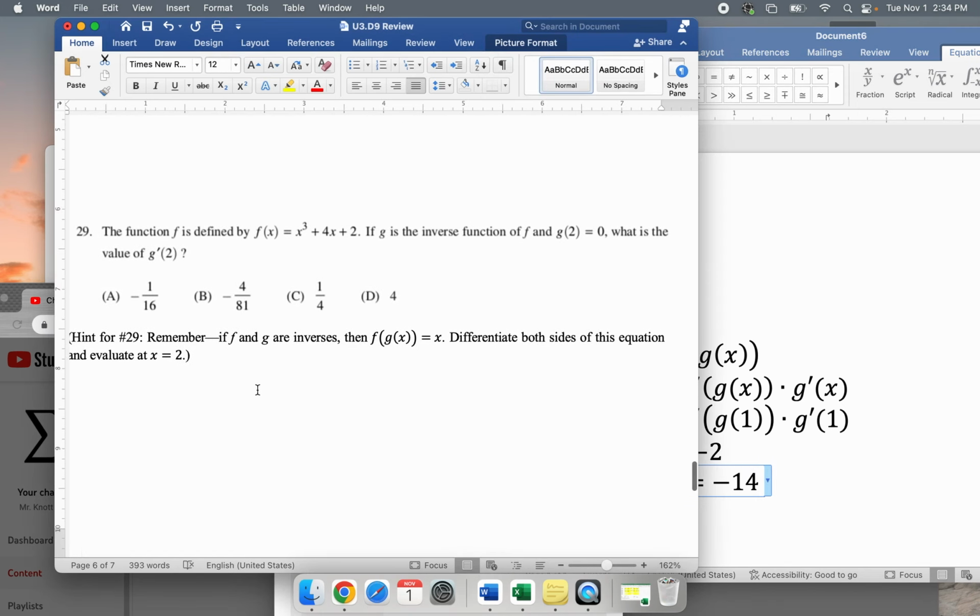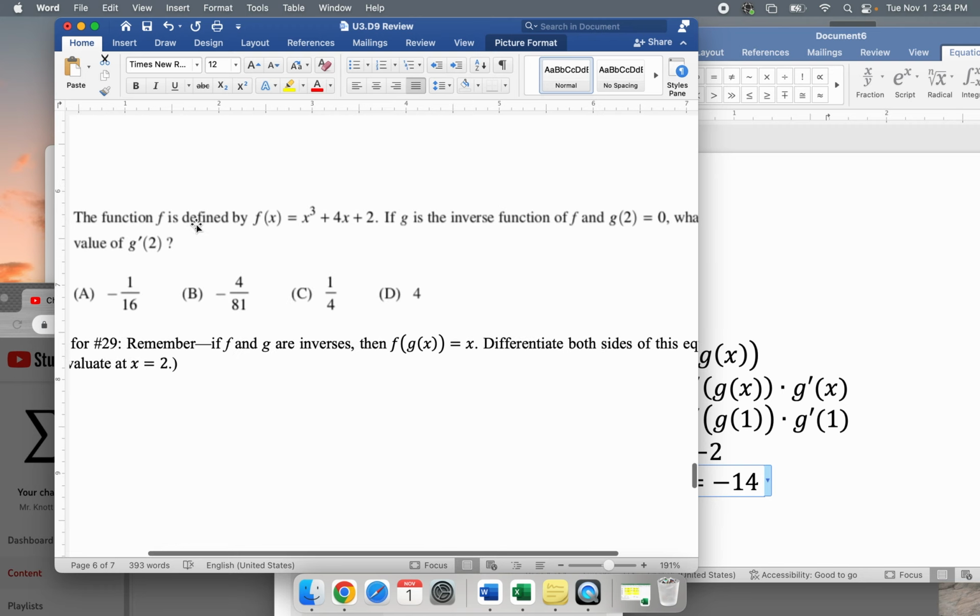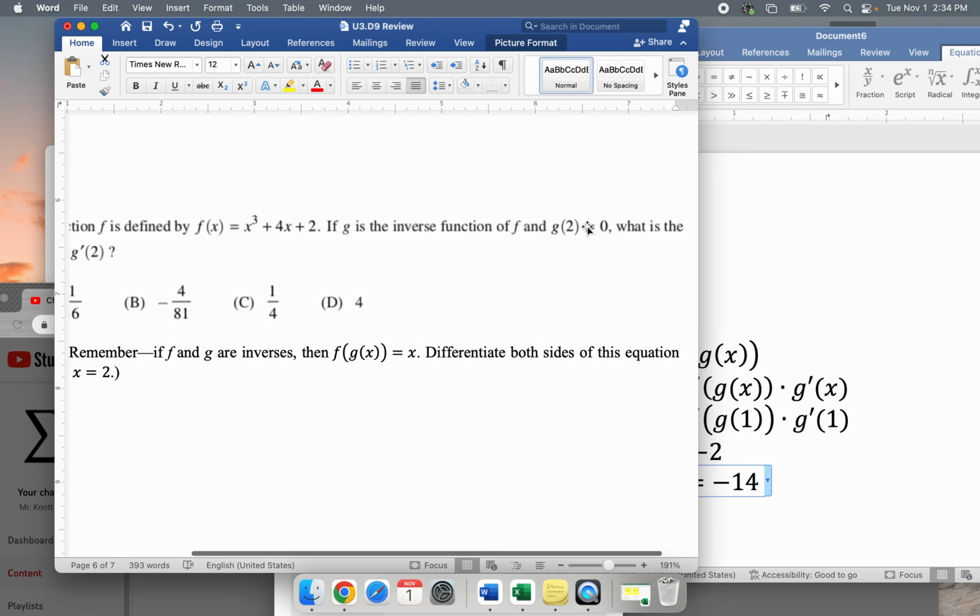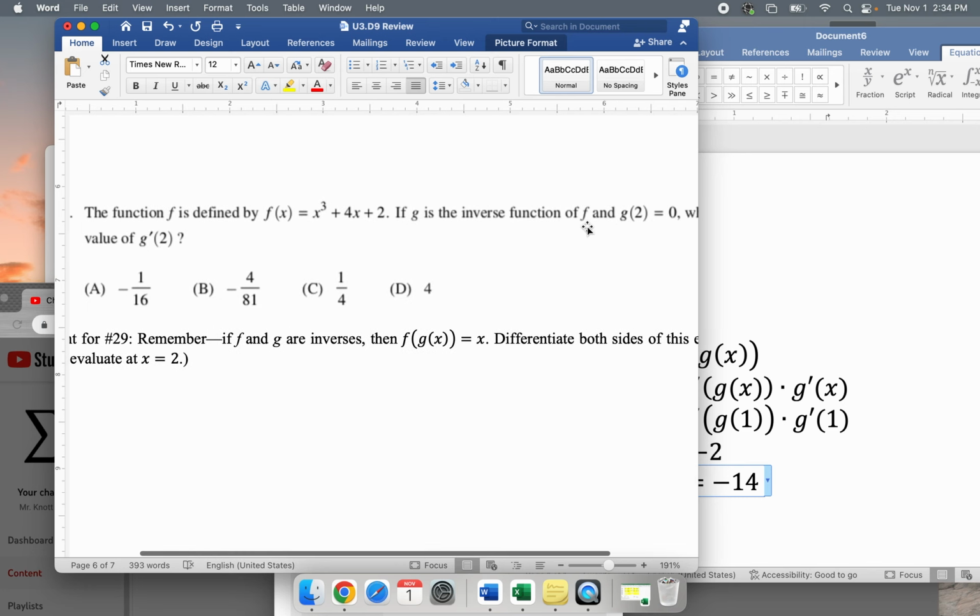And then, oh, thank God. The function f is defined by blah, blah, blah. If g is the inverse function of f and g of 2 is equal to 0, what is the value of g prime of 2?